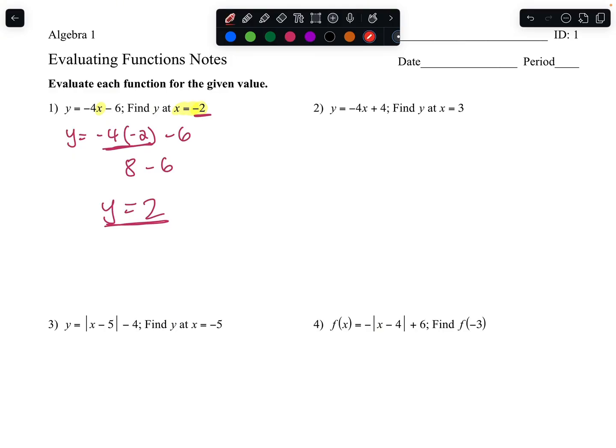Let's move to the next one. I got to put this 3 where x is, which is right here. So I'm going to do y equals negative 4 times that 3 plus 4. Okay? Negative 4 times 3 is negative 12 plus 4. And then negative 12 plus 4 is negative 8. So my input was 3. My output was negative 8. Okay, we're going to keep moving.